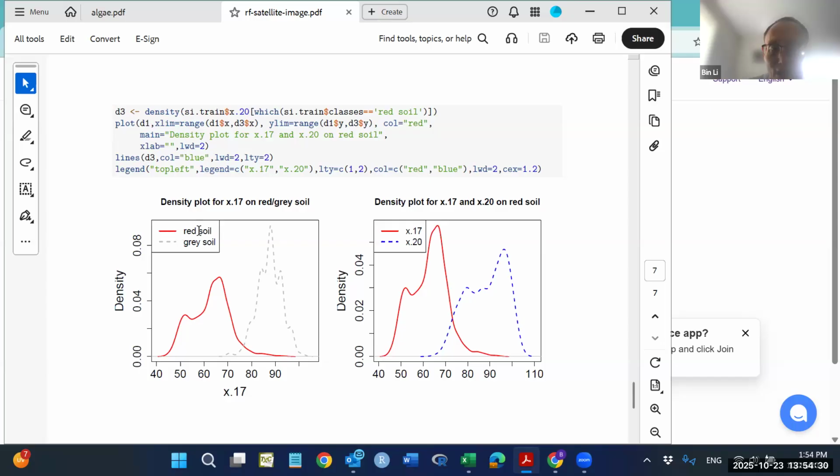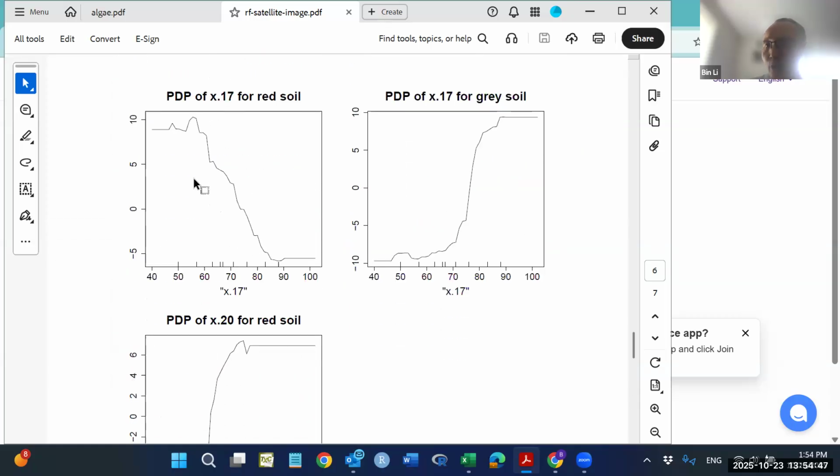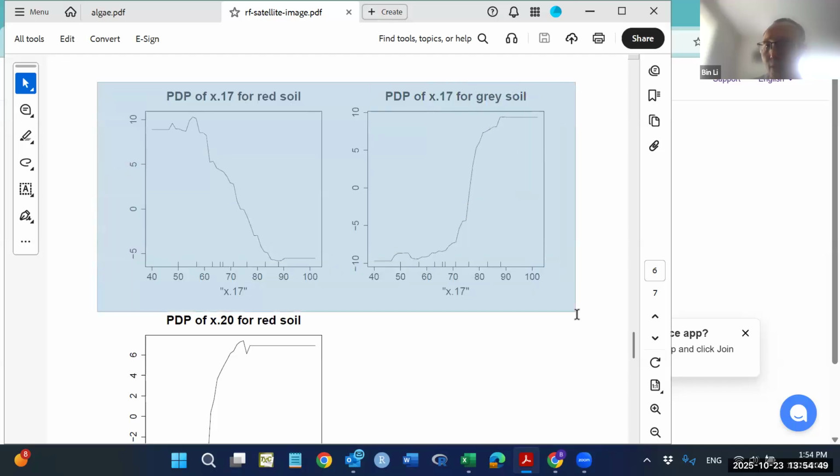So you can see the red soil has X17 readings that are very low compared to the gray soil. You see that? That's the gray soil density. This is the red soil. So that agrees with what we see here.